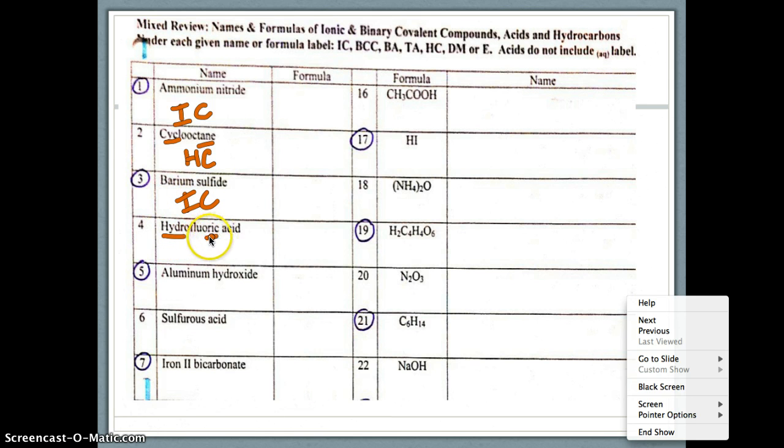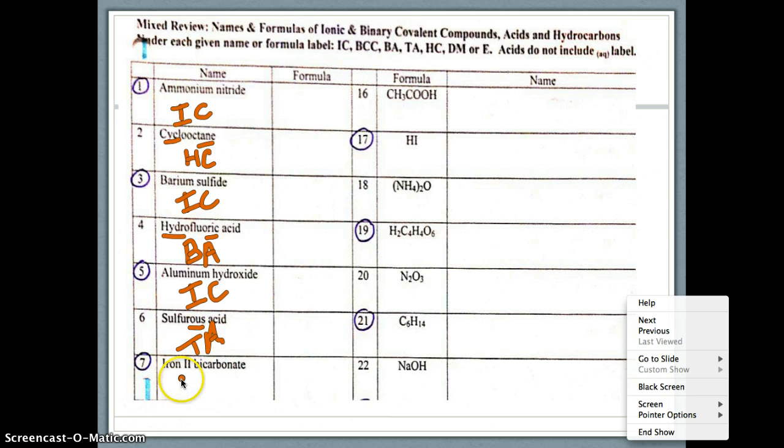Hydrofluoric acid. Hydro and ic. That means there's only two elements in this acid. This is a binary acid. Aluminum hydroxide. Here's a metal. Automatically, you assume that it's an ionic compound. Sulfurous acid. There's no hydro in front of it. It ends in OUS. It's got to be a ternary acid that includes oxygen.